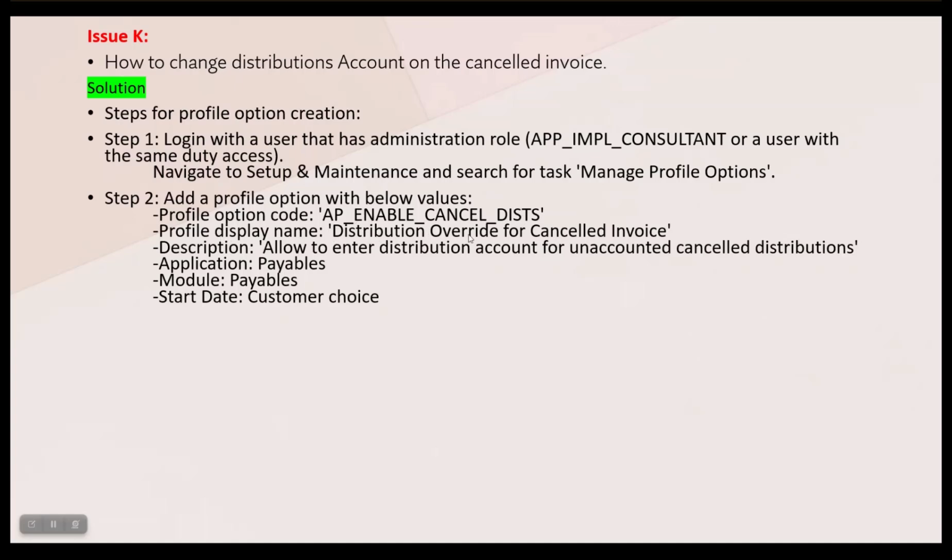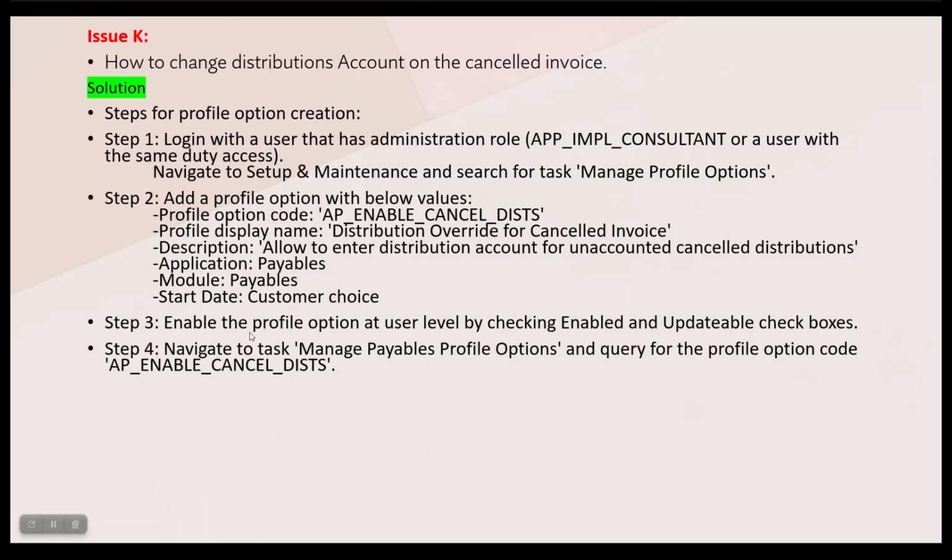Profile display name will be Distributions Override for Cancel Invoice. Allow to enter distribution account for unaccounted. For description, the application will be Payables and the module Payables. Start date is up to you. And enable the profile option at user level by checking the enable and updatable checkboxes.